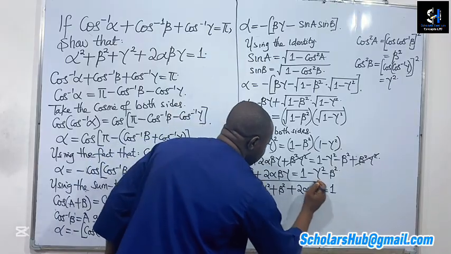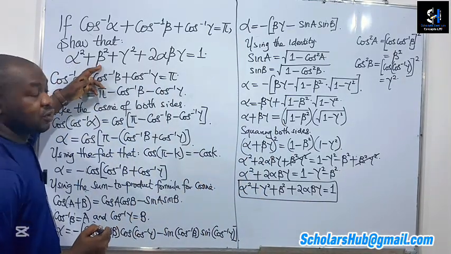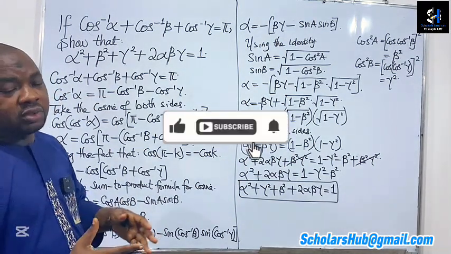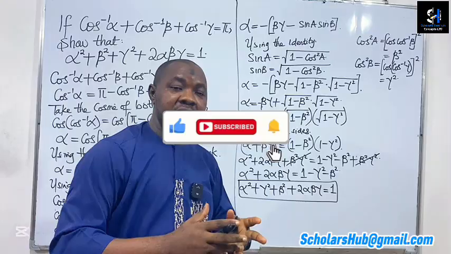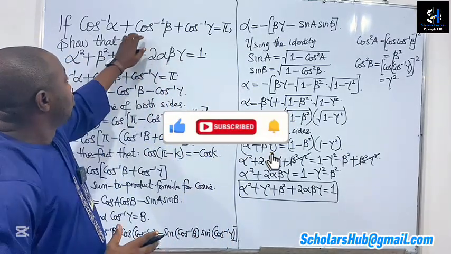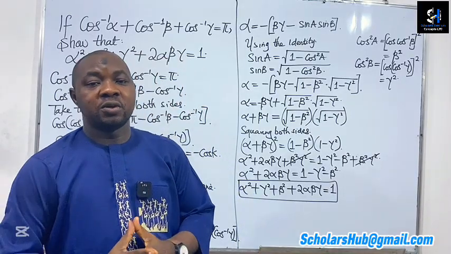So this is how to show that alpha squared plus beta squared plus gamma squared plus 2 multiplied by the product of alpha beta gamma is equal to 1 using this equation. And with that, we've come to the end of this tutorial.